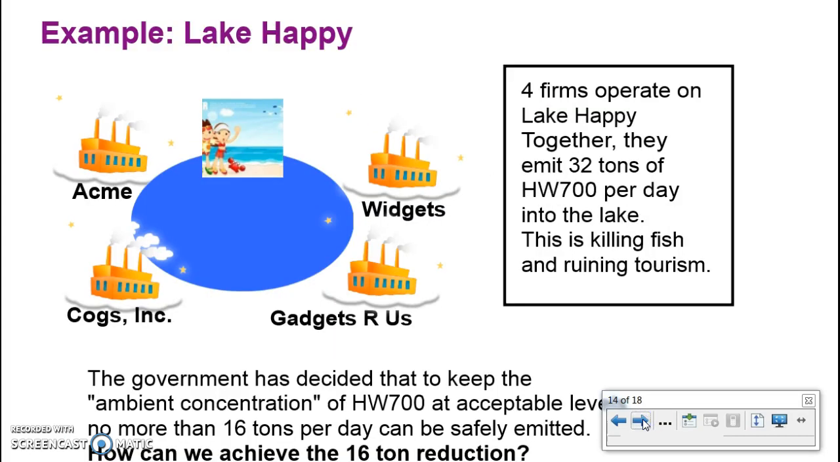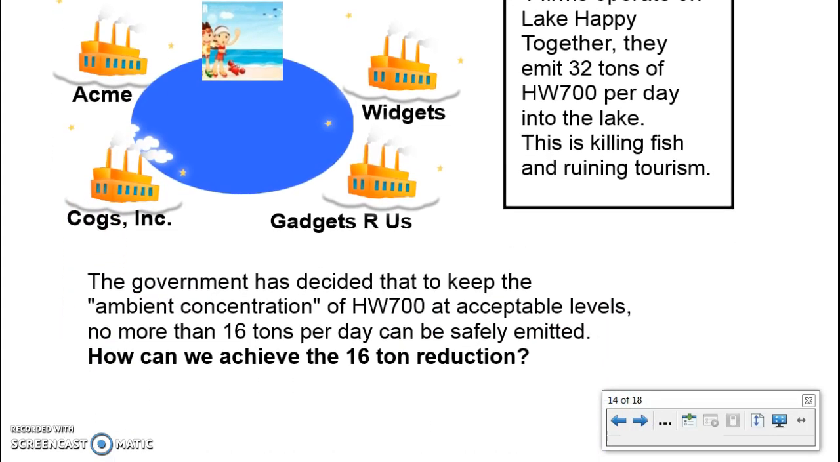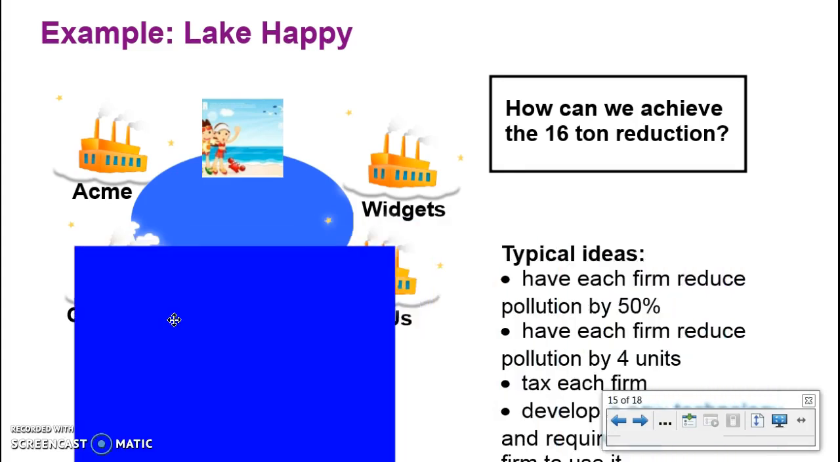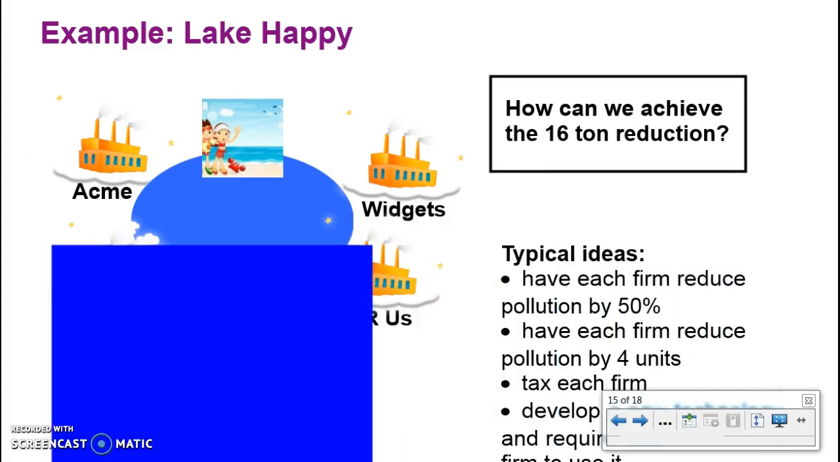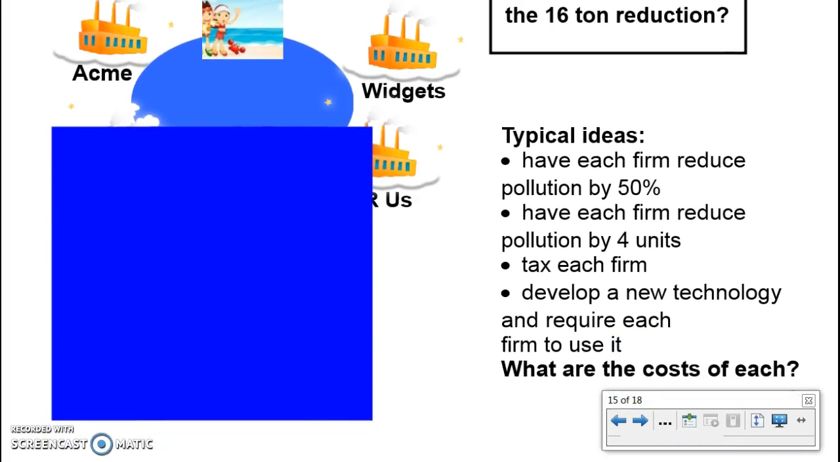So the government's decided that it wants to limit the ambient concentration of HW700 in the lake. We want to keep it at acceptable levels, and they've determined that no more than 16 tons per day can be safely emitted. So how can we achieve that 16-ton reduction? How can we get these firms to reduce? If we were in class, I would have you brainstorm this, but since we're not, I will just remove this screen. Okay, some typical ideas that people come up with are try to get each firm to reduce their pollution by 50%, mandate it.